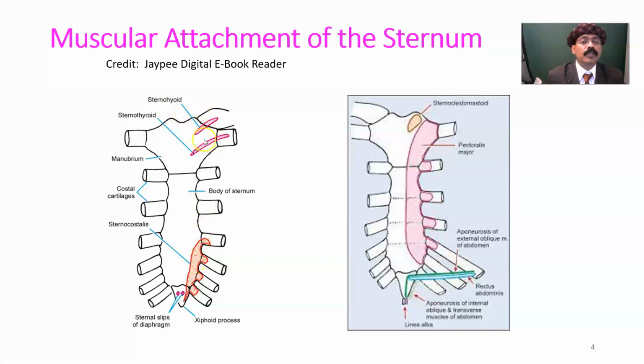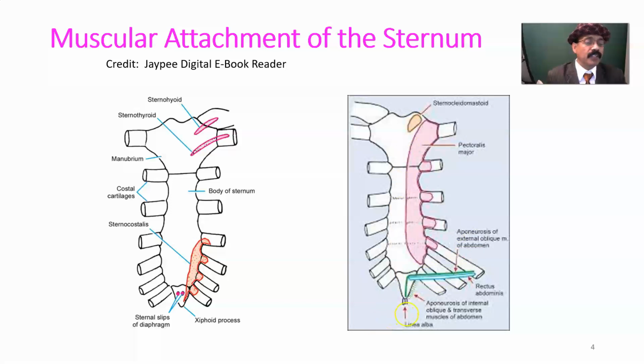Sternohyoid, sternothyroid nerve supply by ansa cervicalis. Pectoralis major nerve supply by means of the lateral and medial pectoral nerves. Sternocleidomastoid muscle nerve supply by the spinal root of the accessory nerve. All the anterior abdominal wall muscles have innervation by the lower 6 intercostal nerves.